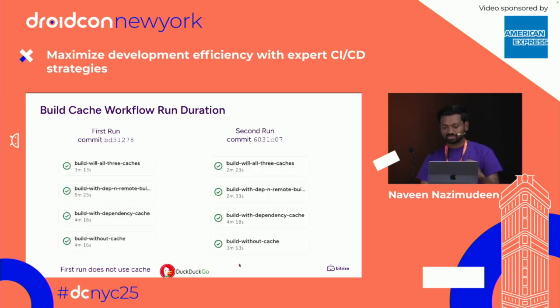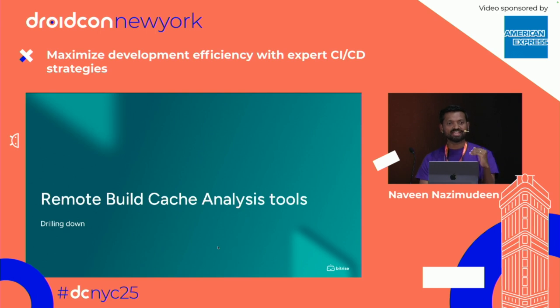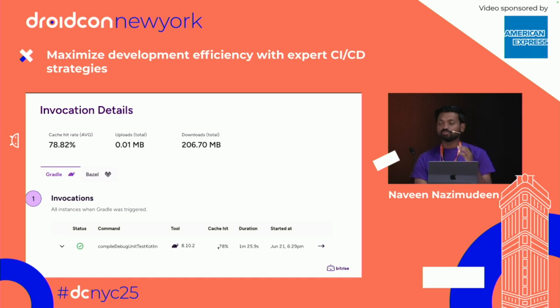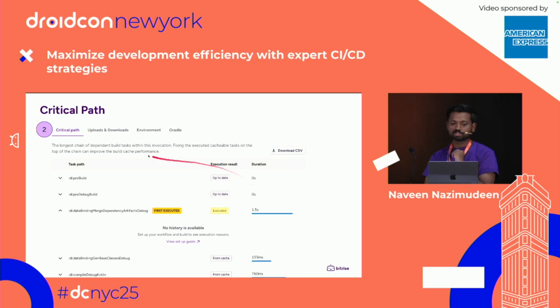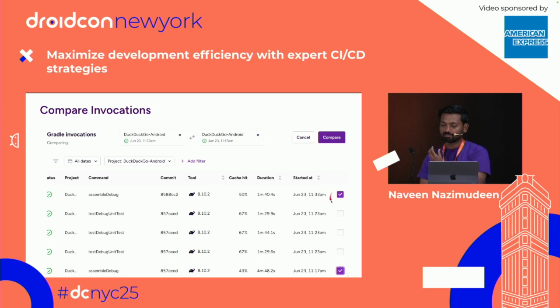Let's deep dive into it. Again, this is with the DuckDuckGo project. You can see here that a remote build cache reduced build time by 35%. See what are the tools we have to drill down into the remote build cache performance. We have invocation details from where you can see how much was the cache hit rate. Then you can go further, drill down, and see the critical paths. These are analysis tools that you have. And finally, we can compare two different command executions.